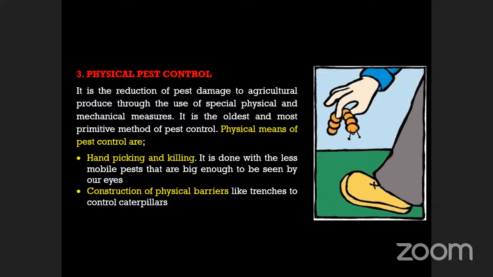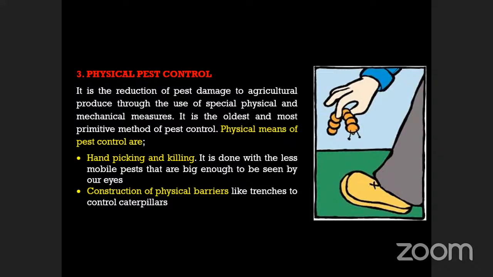Shania, read for us the first 2 means of pest control. Hand picking and killing. It is done with the less mobile pests that are big enough to be seen by our eyes. Construction of physical barriers like trenches to control caterpillars.